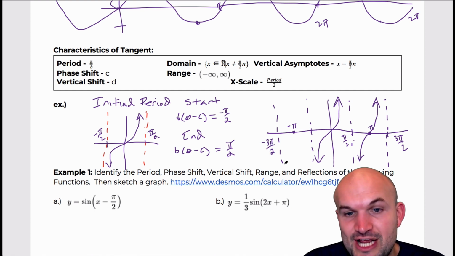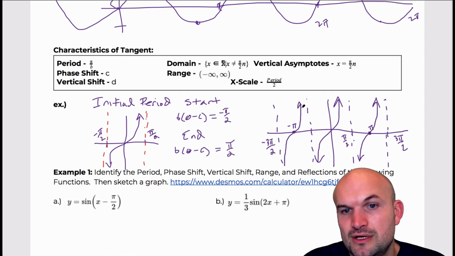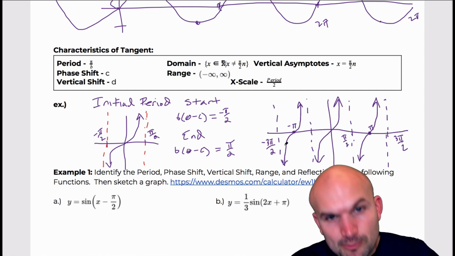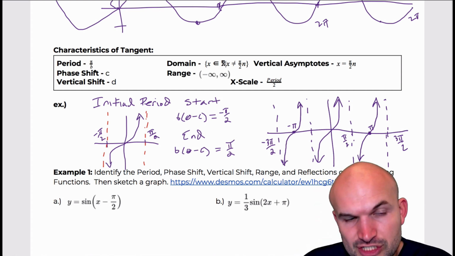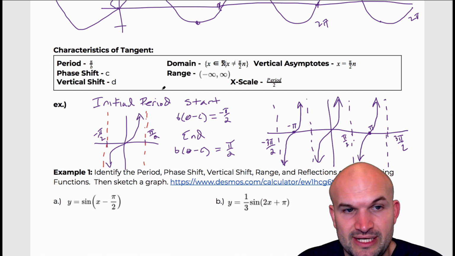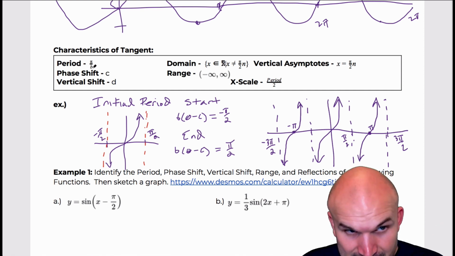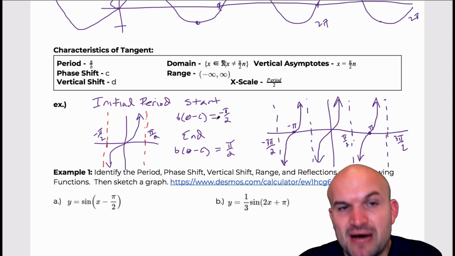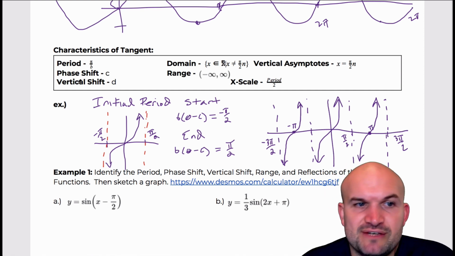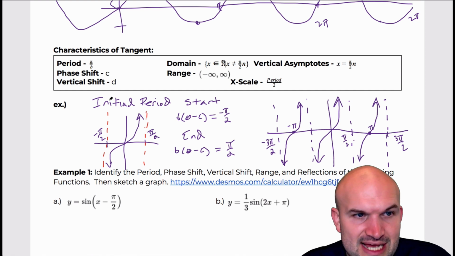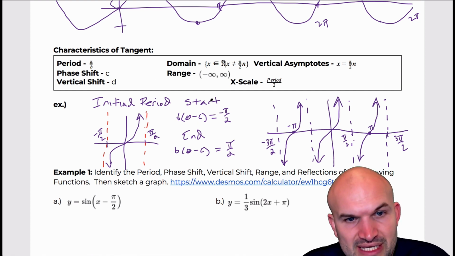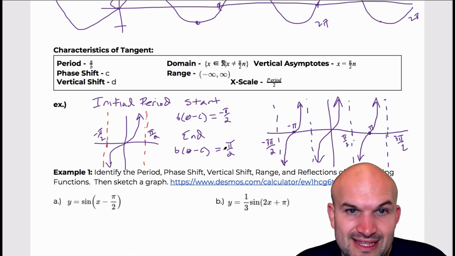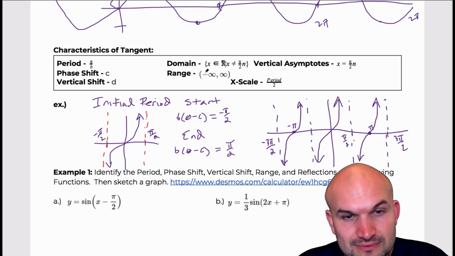Obviously, that can change when we have a change in our period, right? And our period can change based on the value of b. So to find the period change, we're going to take pi and divide it by b, which is similar to sine and cosine, except it's pi instead of 2 pi. The phase shift and vertical shift are basically going to be the exact same things. Just remember when you have a c and a b, that's where you want to use the start and the end to identify those shifts.